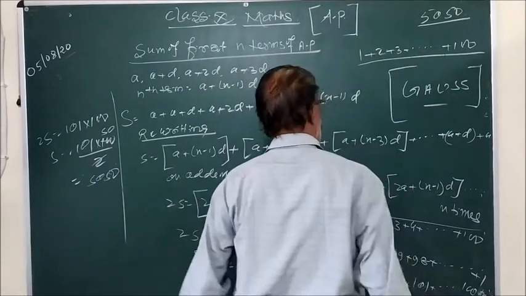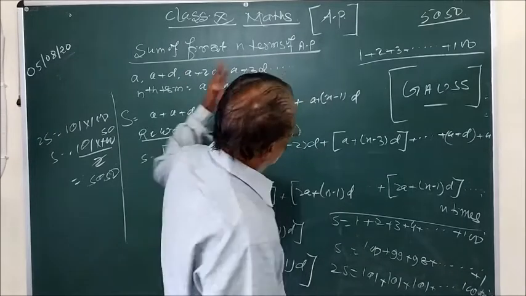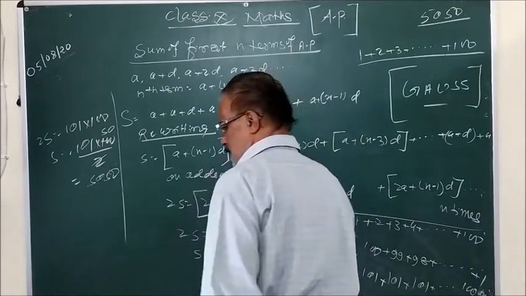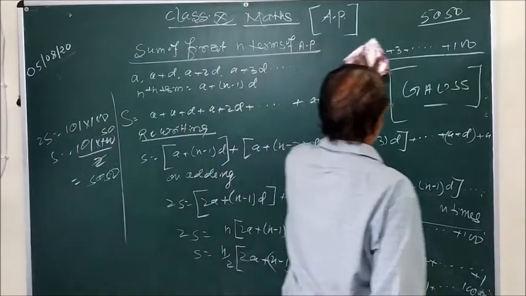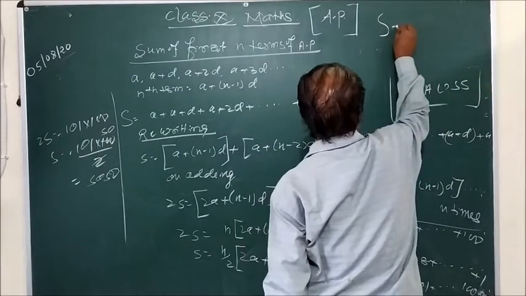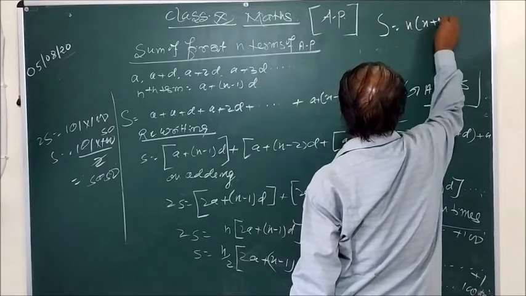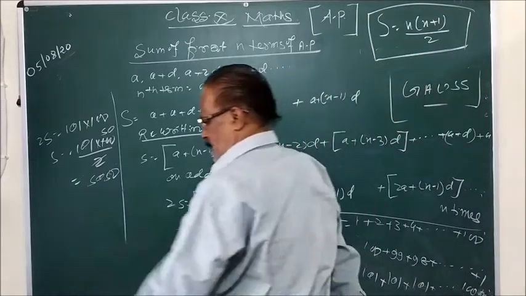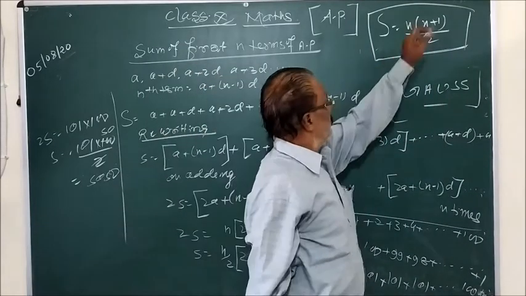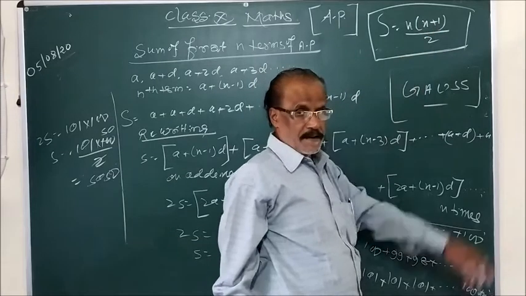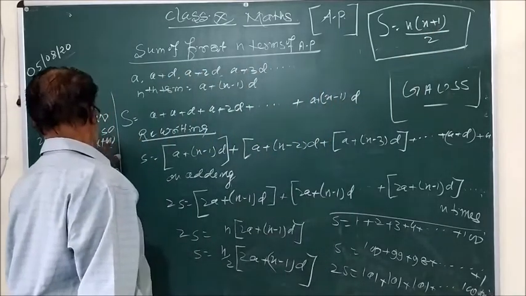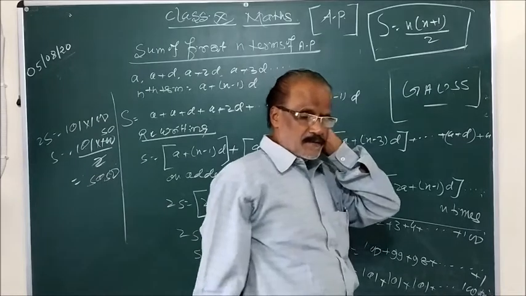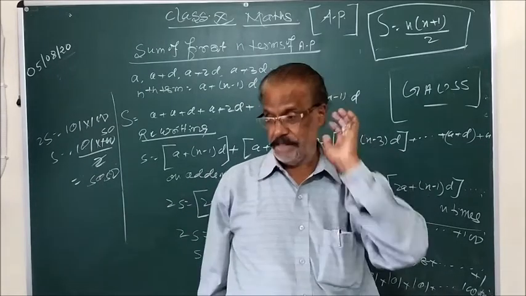So if the numbers are in AP and we have to find the sum, we can use this formula. Suppose the number of terms is n, so S is equal to n into n plus 1 upon 2. This was the formula given by him. n is the number of terms, and n plus 1 is the next number. So today we have 100 and the next number 101, divided by 2. This is the method to find the sum if the numbers are in AP.